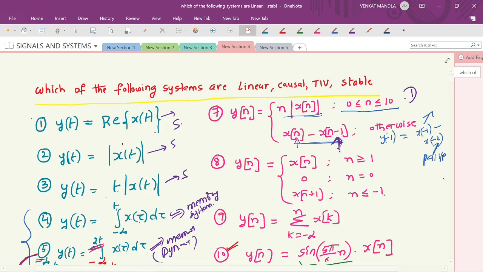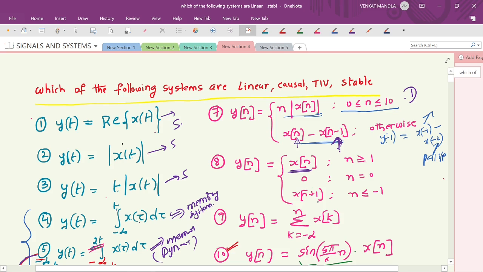So for n greater than or equal to 1, only present inputs are there: x1, y1; x1, y2; x2, y3; x3, and so on. Anyway, at n equal to 0, you don't need to check this condition. For n less than or equal to minus 1, put y of minus 1, you will get x0, right? This is not a past input. Put y of minus 2, you get x of minus 1. This is not a past input. Okay, the future inputs are not past inputs.